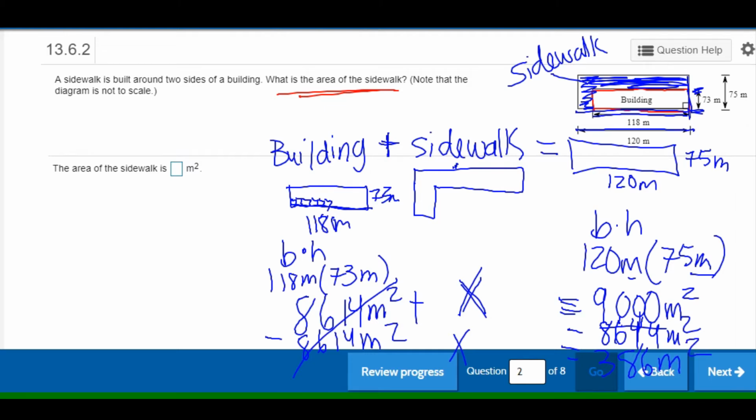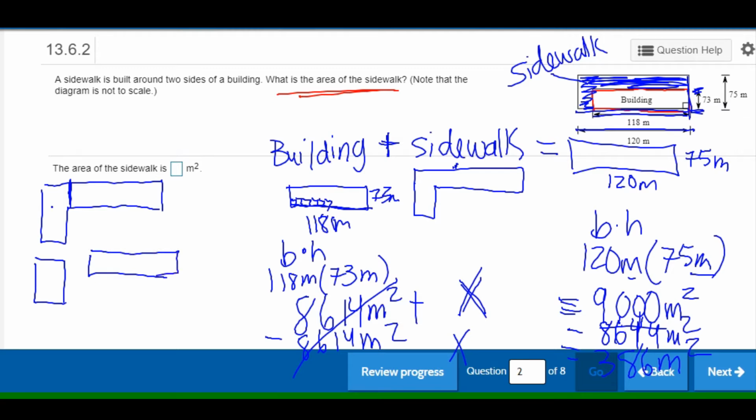So we can type that answer in. Now another way to do it is to decompose. So we have our irregular shape. Whenever you want to find the area of an irregular shape, you can decompose it. So we can decompose it right here, or you can decompose it here. I'm going to decompose it right here. So now I have two rectangles. But I need to find the area of both of those rectangles and add them together, and that'll be the area of the sidewalk. How much space is the sidewalk taking up?